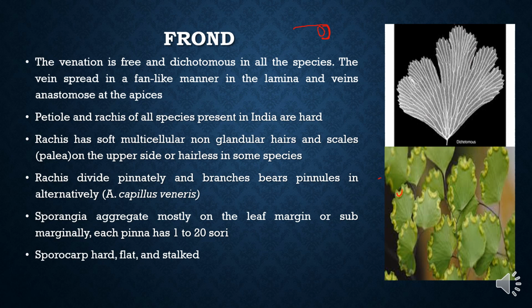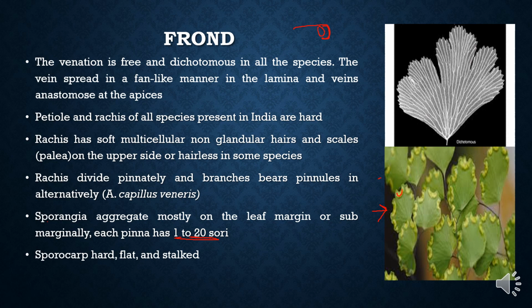So this is the sporogenous region, the marginal region of the Adiantum leaf. It is sporogenous. It contains the spores inside the sporangia, and the sporangia are aggregated into sori. Each leaf can contain 1 to 20 sori depending upon the species. Here in this leaf we see many sori are present, but usually it varies from 4 to 5 in the majority of species.